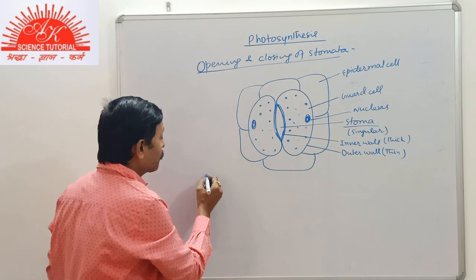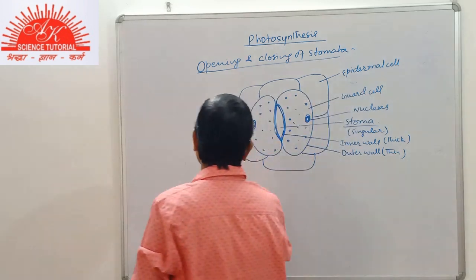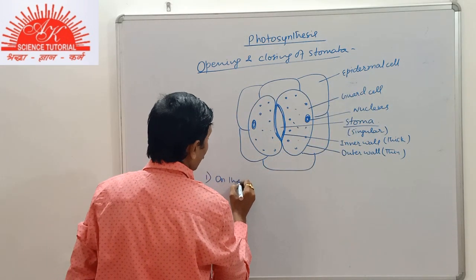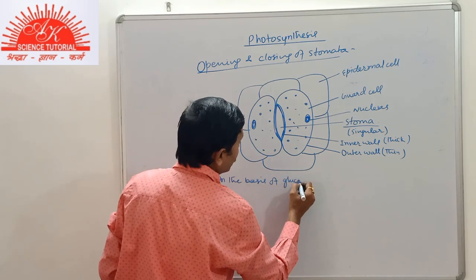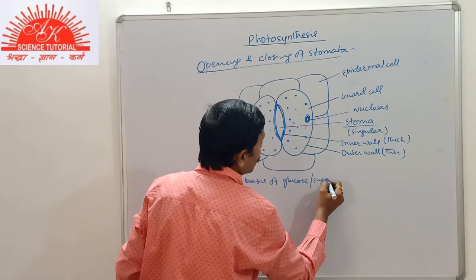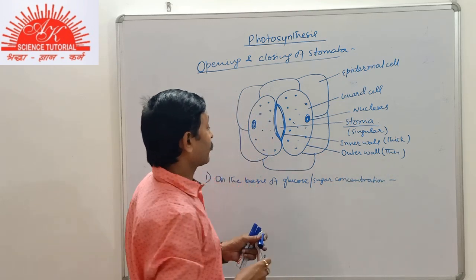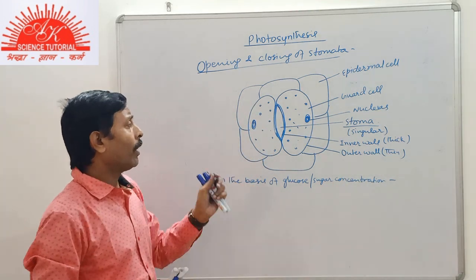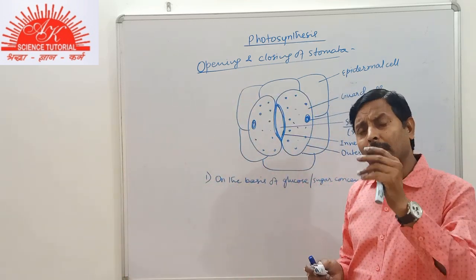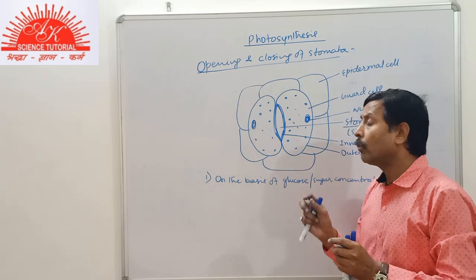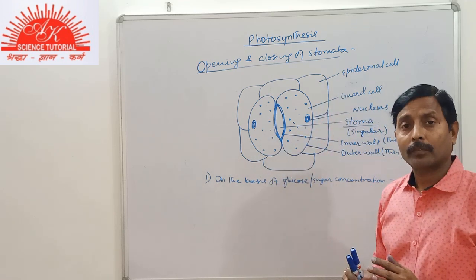So, there are two mechanisms explained for it. The first is on the basis of glucose, that is sugar concentration. Now, this is a very simple thing. You just have to hear the statements in sequence, and you can write the repeated answer for the other one also. For example, how is the opening and closing of stomata regulated?